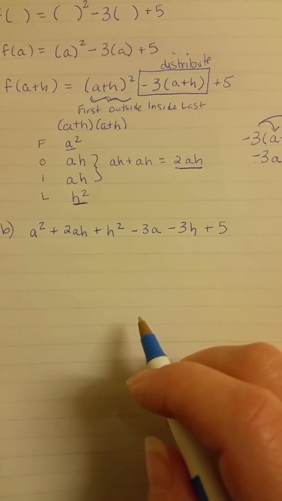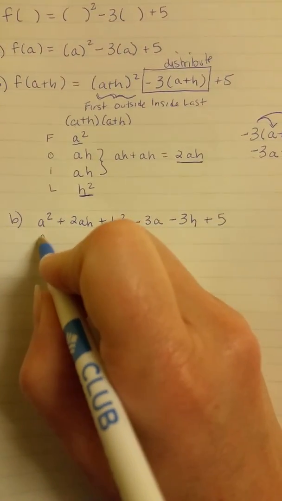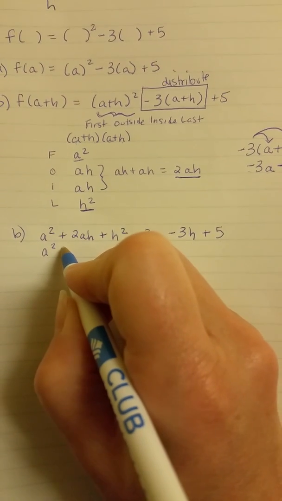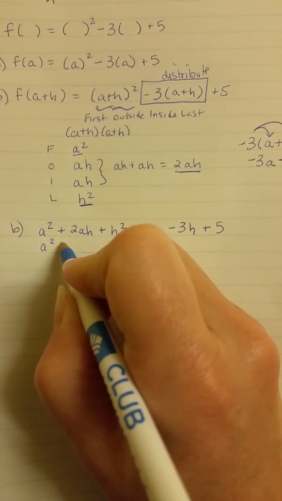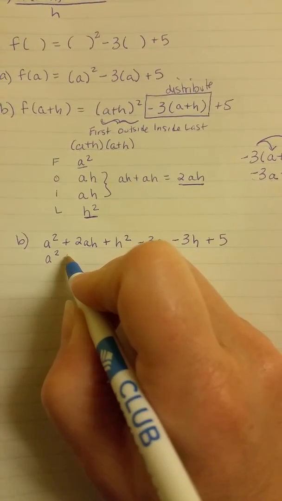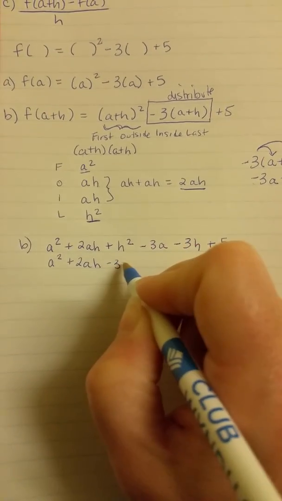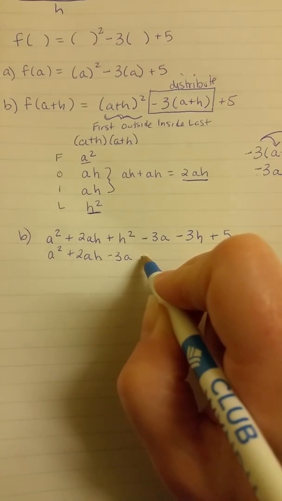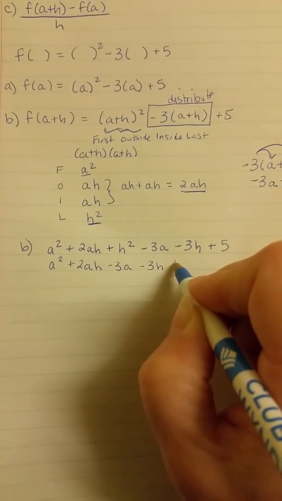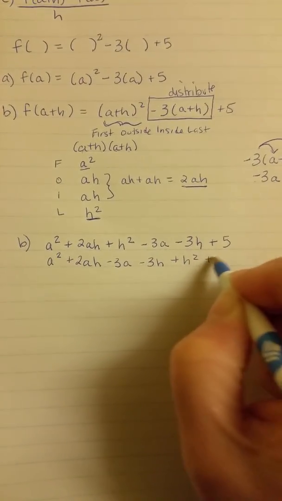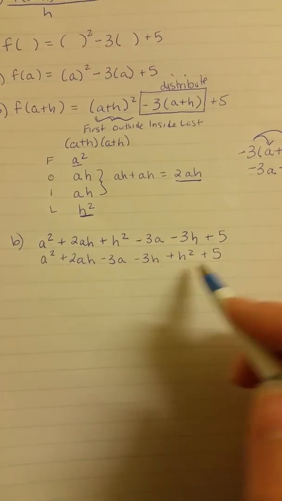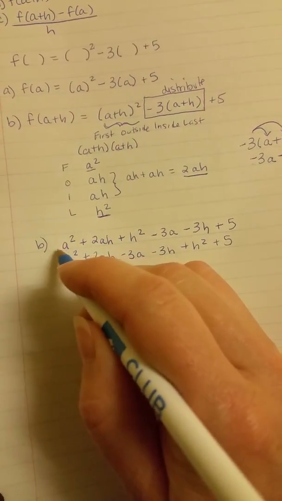And depending on what your professor likes, he might want you to rearrange it so you get all the A squared stuff together, so he could have you do plus AH minus 3A minus 3H, I don't know, plus H squared plus 5, something like that, where he's got them sort of next to each other. But if it were me, I would just leave it like this.